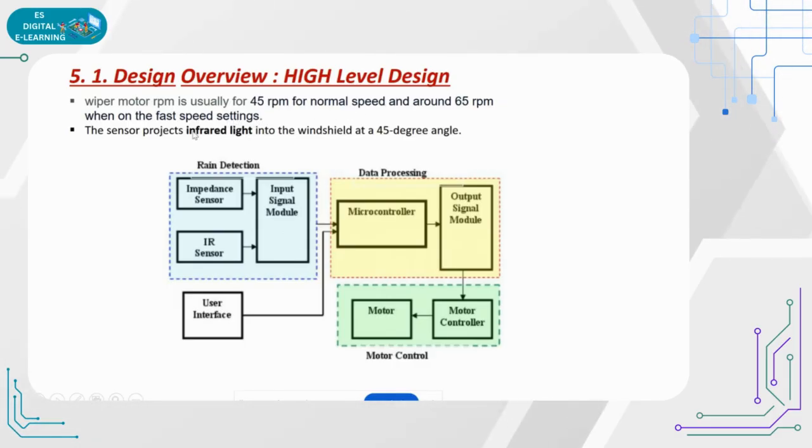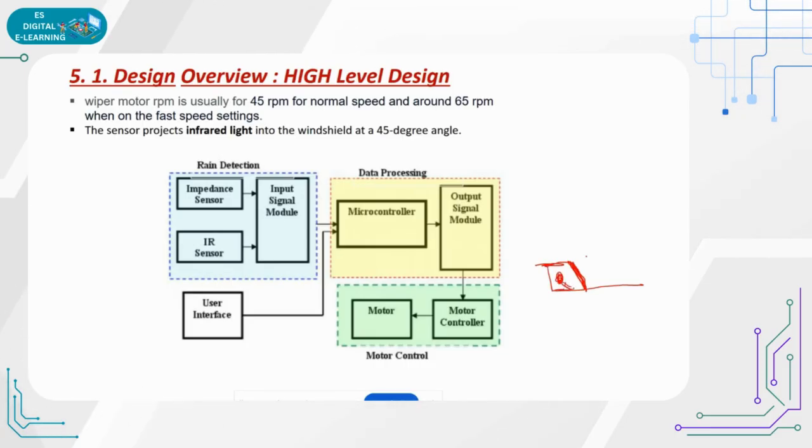The sensor we are using is the infrared sensor, which is used to detect rainfall. The windshield has an angle of 45 degrees. Suppose this is a car, and this is the windshield screen. The driver will sit here.